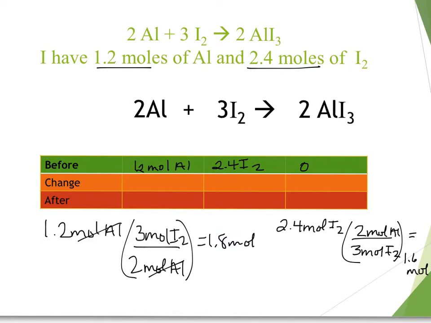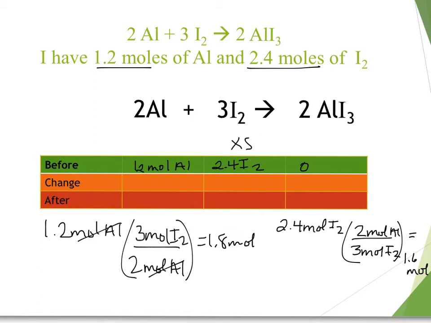You'll either use the limiting reactant and then realize that you need less of what you have of the other reactant, showing you your excess. Or you'll use your excess reactant and recognize that you're going to need more of the other reactant in order to actually do it. Okay? So this one is our excess.